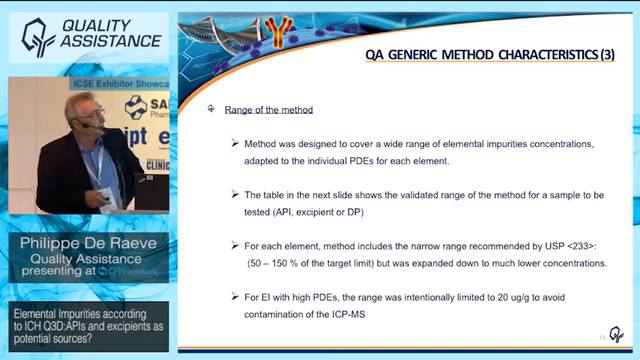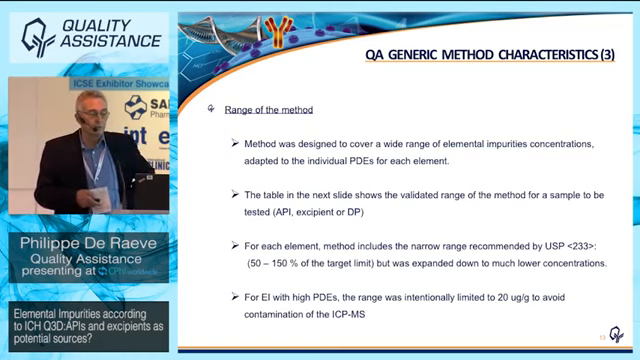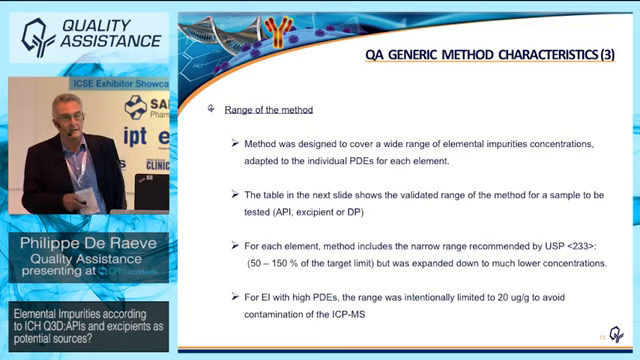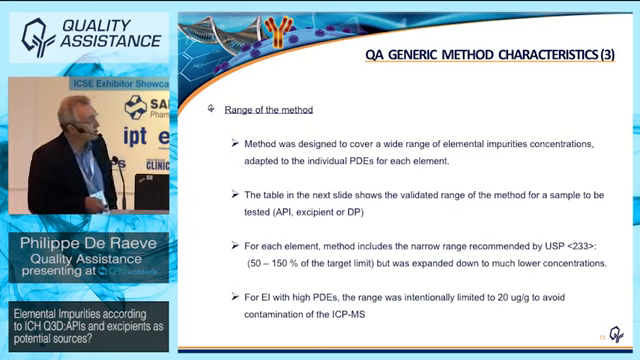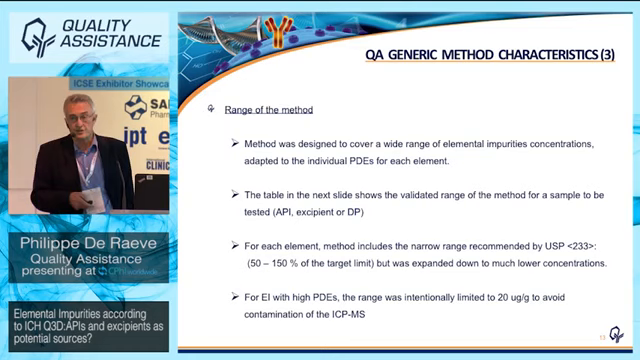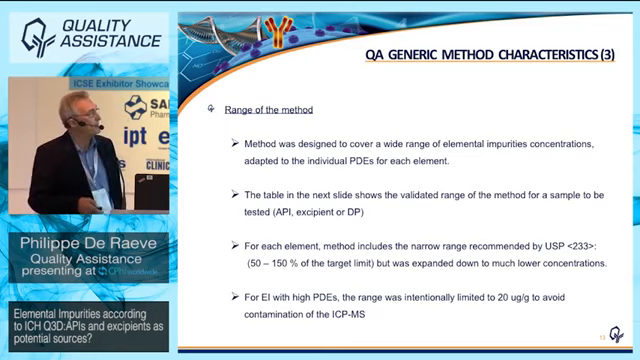The method includes the narrow range recommended by USP 233, namely 50 to 150% of the target limit. But we expanded the range of the method down to much lower concentration. And also for elemental impurities with high PDEs, the range was intentionally limited to 20 microgram per gram to avoid contamination of the ICP.